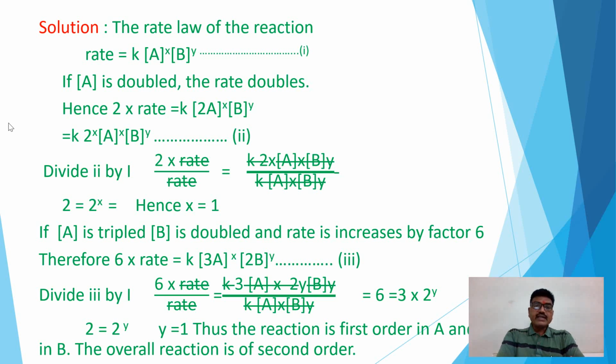So what we have studied here: the definition of order of reaction, that is what is meant by order of reaction, then the key points or characteristics of the order of reaction, then types of order of reaction, and the numericals based on the order of reaction, in which how to calculate the rate constant and how to determine the order of reaction from the provided information. So this is enough for this.